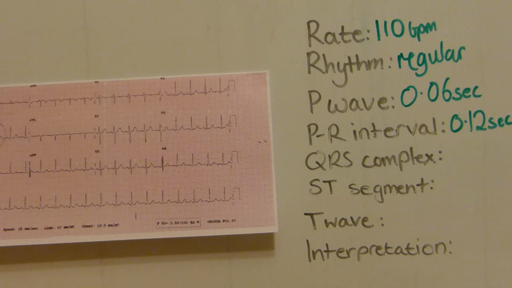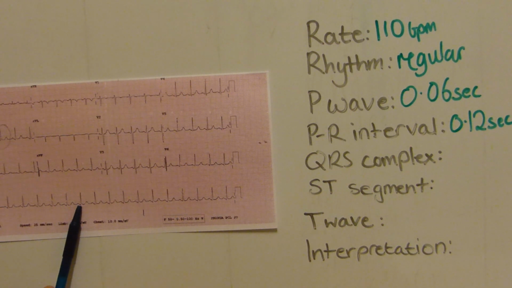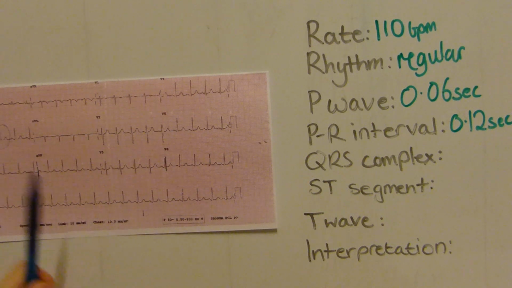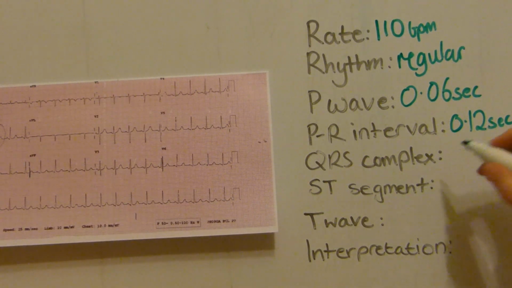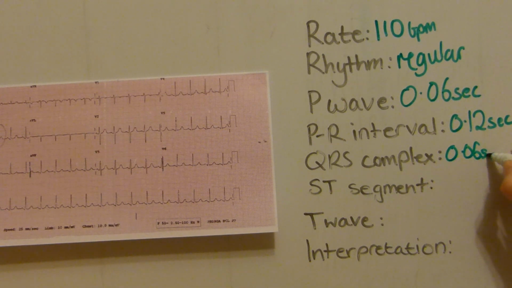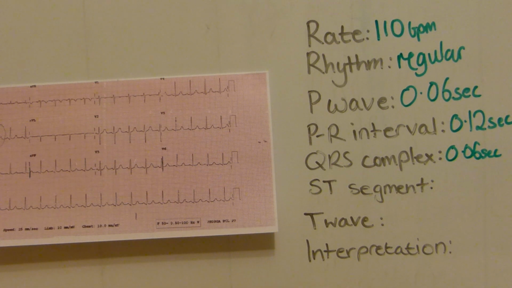Next is the QRS complex. This is to ensure that the QRS complex is not wide. So if we look at the QRS complex here, it's 1.5 boxes, which makes it 0.06 seconds. This is normal for a QRS complex, as a QRS complex is normally less than 0.12 seconds, which means it's a normal width and it's not a wide QRS complex. This shows that there is association, and the conduction is not coming from anywhere below the junction.